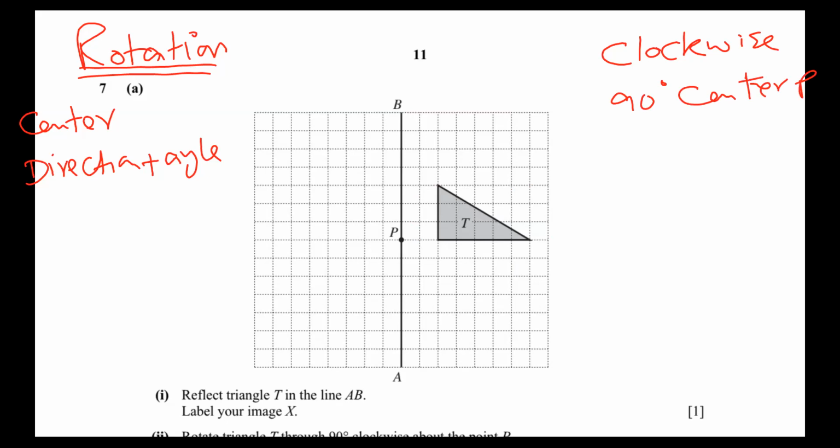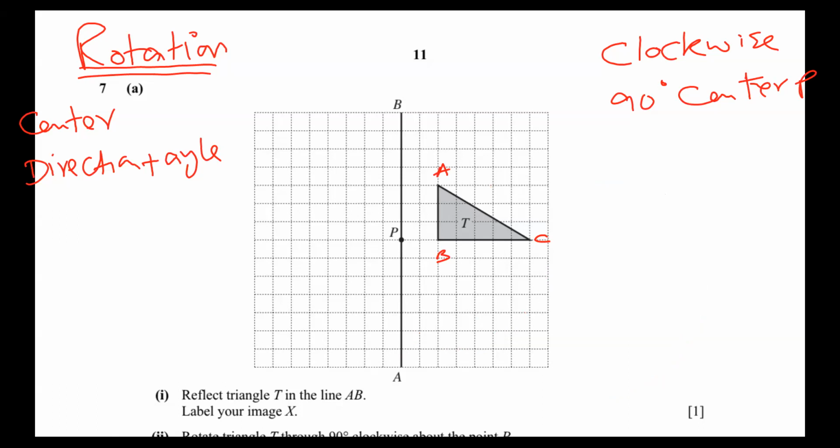Let's start. First of all, because I don't have any tool to show you, that is why I label it A, this B, and this point is C. So when you rotate it clockwise, you all know clockwise, this triangle will rotate like this. So let's see how we can rotate.